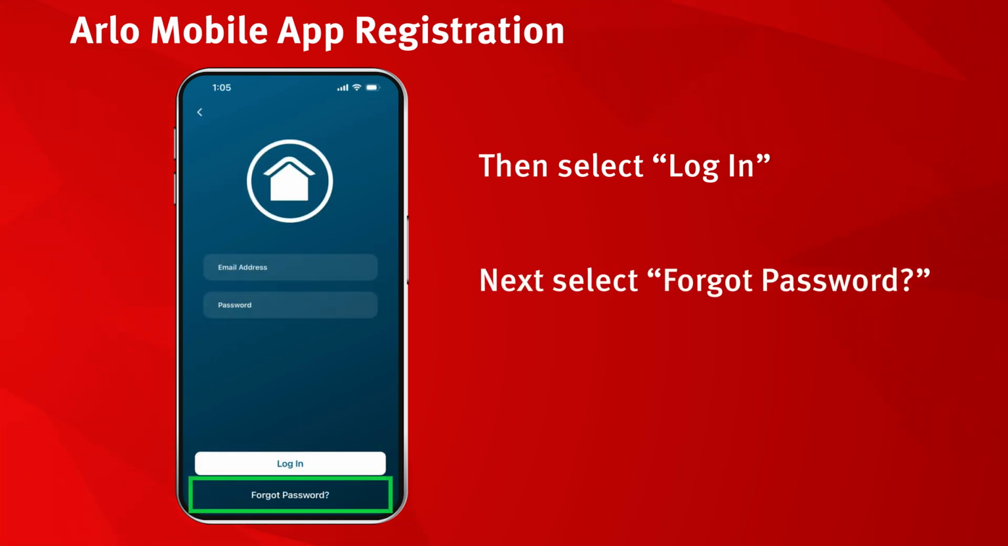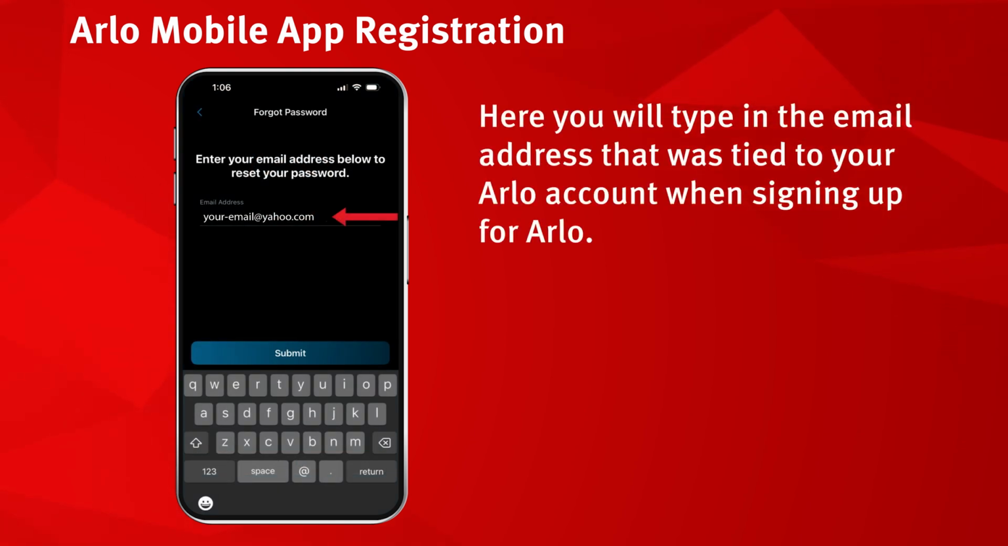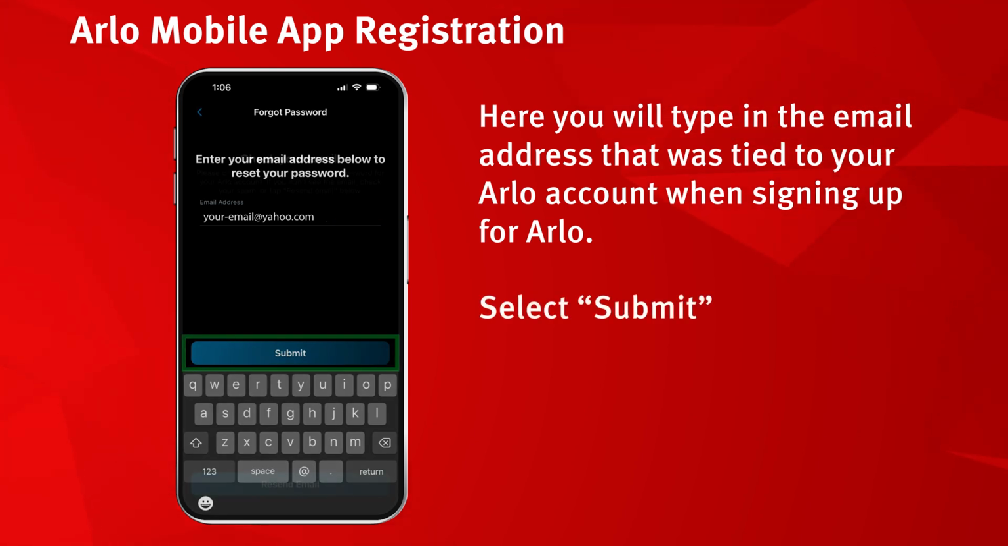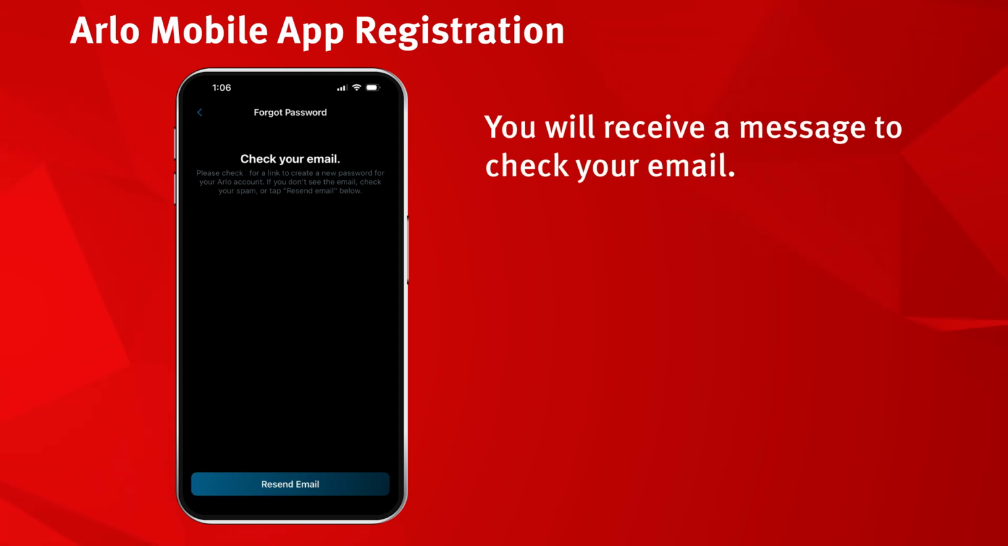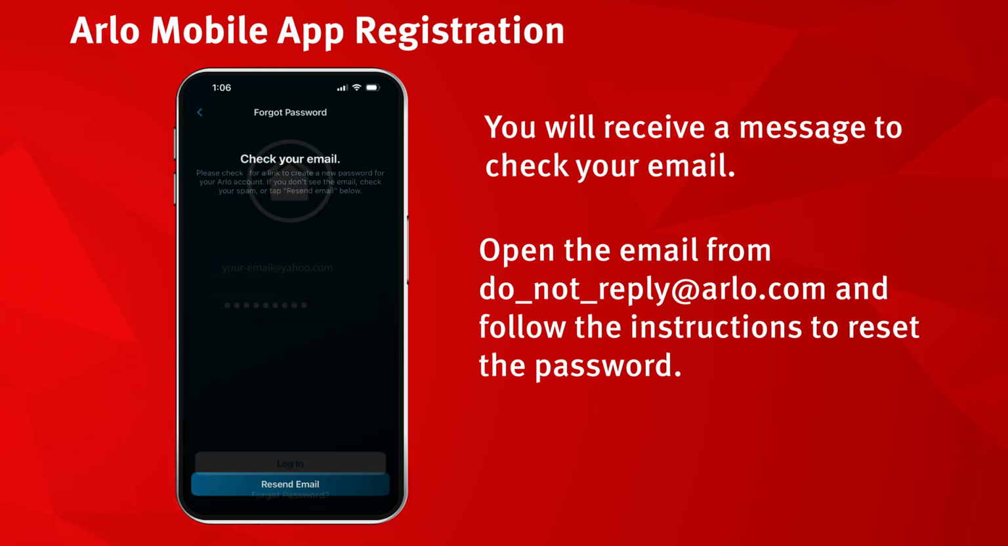Next, select Forgot Password. Here you will type in the email address that was tied to your Arlo account when signing up for Arlo. Select Submit. You will receive a message to check your email. Open the email from do not reply at arlo.com and follow the instructions to reset the password.